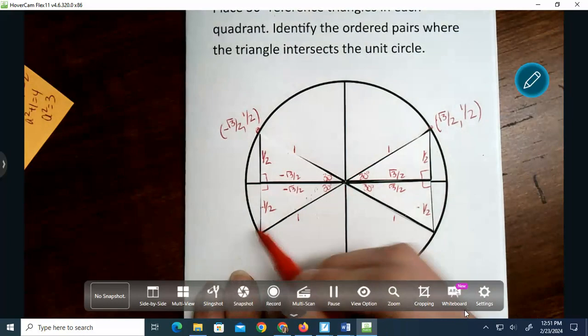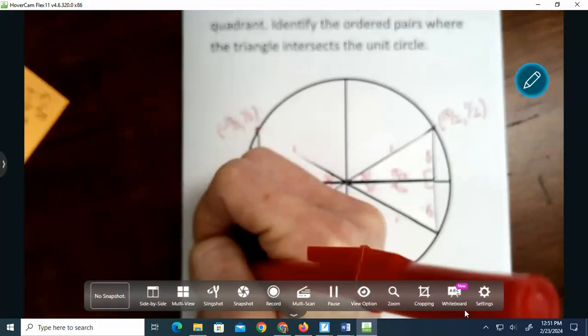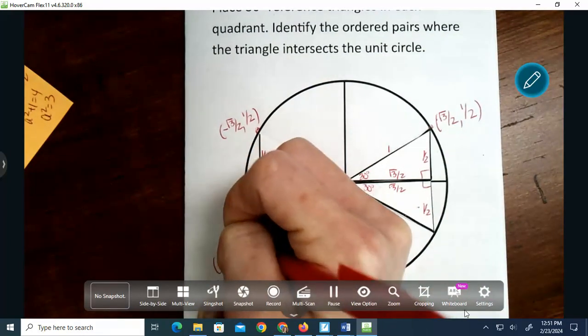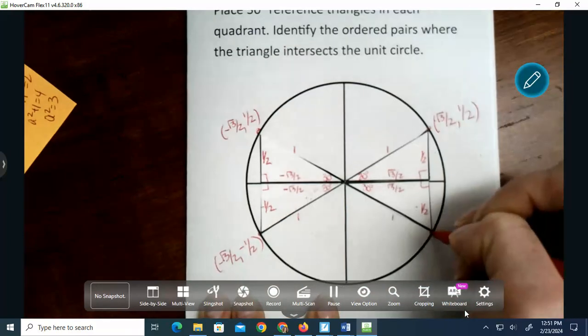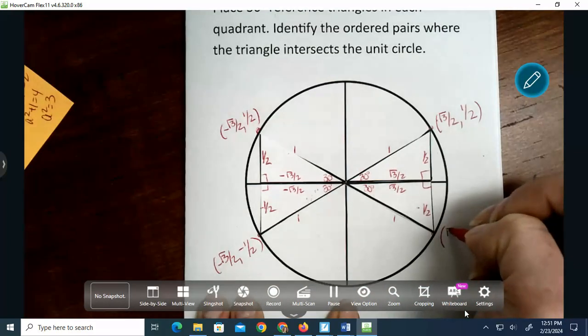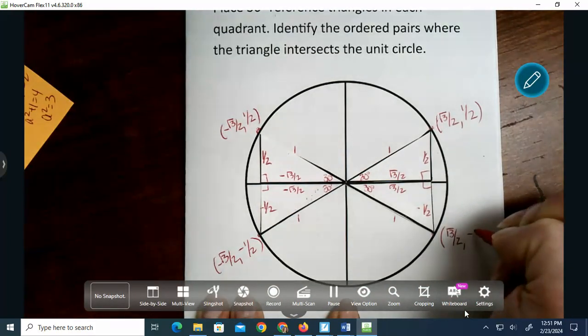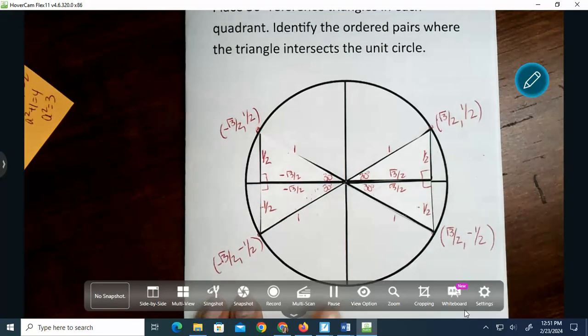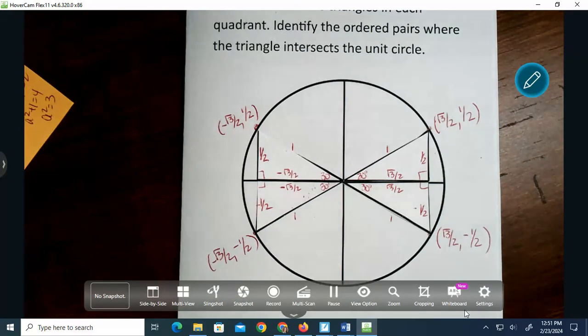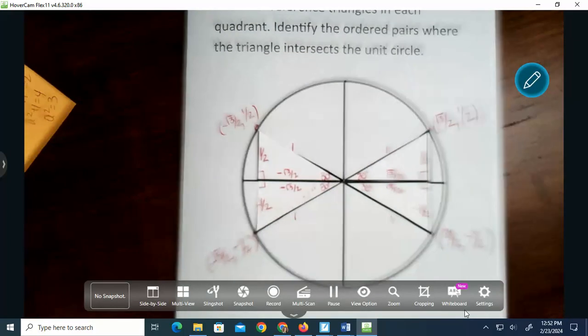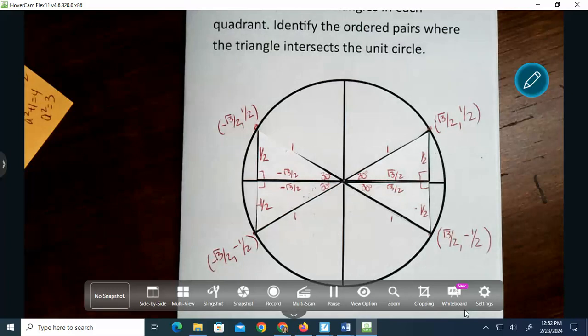Okay, when I come down here, negative radical 3 over 2, negative 1/2. And over here, positive radical 3 over 2, negative 1/2. And those numbers aren't just made up, those are actual measurements. If we were dealing with the perfect circle with a radius of 1, and we were looking at those lengths, that would be the actual coordinates on my circle. Are we okay with that?